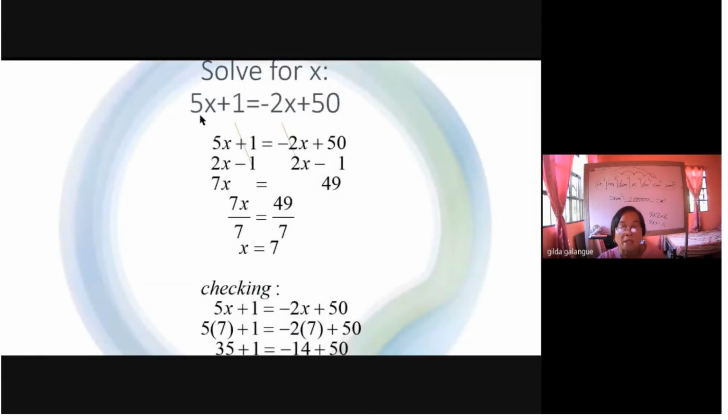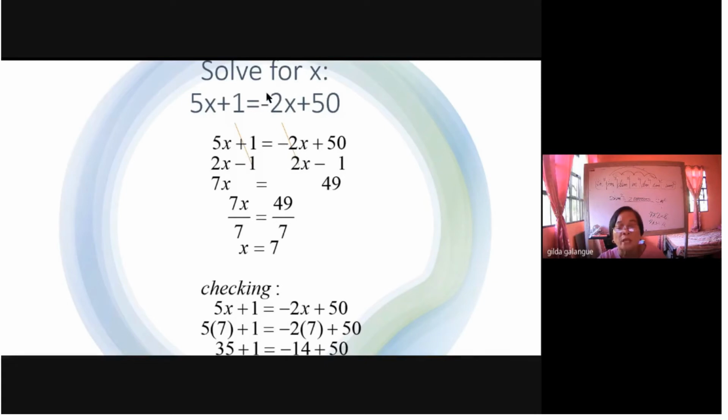We can proceed with the next number. We have 5x plus 1 equals negative 2x plus 50. So 5x plus 1 equals negative 2x plus 50. What is the opposite of 1? The opposite of 1 is negative 1. We add negative 1 on both sides of the equation.